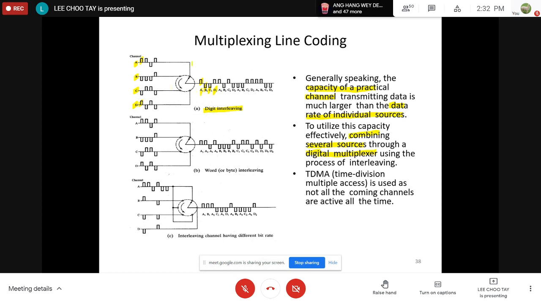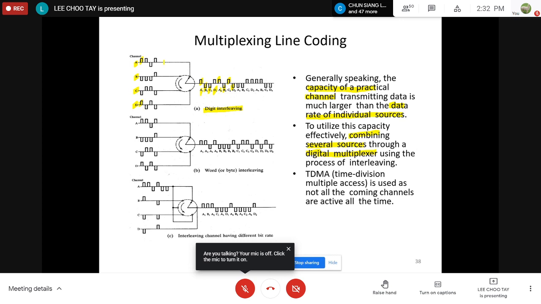Right? Then we switch back to A to transmit the second bit from source A, followed by the second bit from source B, then the second bit from source C, and then the second bit from source D, and then we switch back to source A and transmit the third bit. All right, so this is what we call digit interleaving, or you may want to call it bit interleaving.